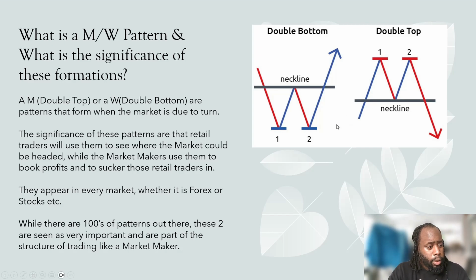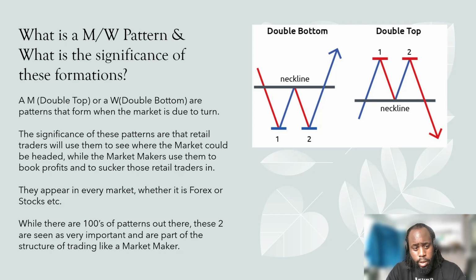The M and W pattern effectively is when the market is due to reverse in either direction: you'll have a double bottom reversing it and heading upwards, and the double top reversing it and heading downwards. Now, the significance of the patterns, like I said, is that retail traders will use this to understand a new trend is forming, or the market makers will use this to book profits and make sure they are getting the things they need and setting up for the next cycle of events.